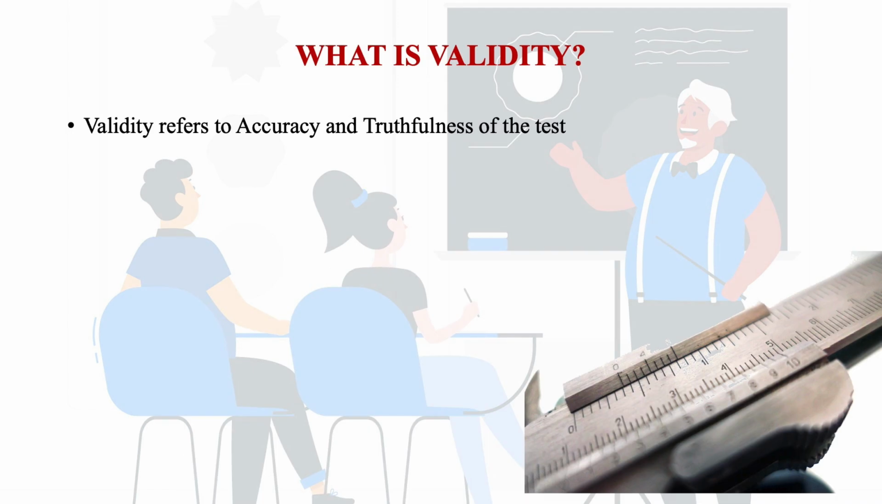Friends, validity refers to accuracy and truthfulness of the test. When I was talking about reliability, the very concept of reliability is consistency or stability. That means when a test, when a tool, is giving a stable, consistent result in subsequent testing. The test-retest method is there in reliability. It means the same test will be administered twice, and if you correlate the two sets of scores and get a positive correlation, then you can say that your test is reliable.